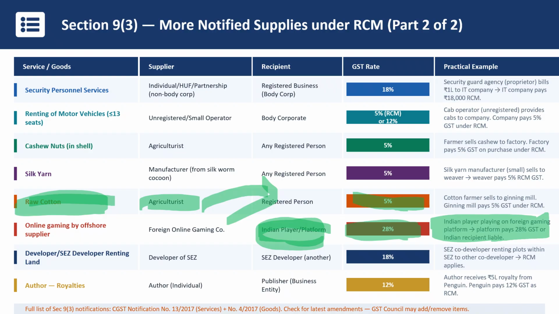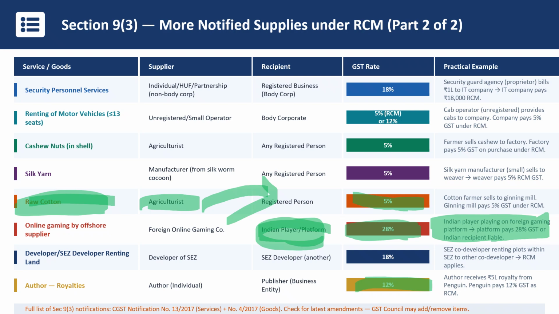And then a developer renting land is also covered under the RCM. And then authors: any royalties, or any authors who provide services on a royalty basis, is also covered under the RCM but chargeable at 12 percent. So these are the services or goods specified by the GST Council, through amendments and the Act, to be paid under the RCM.